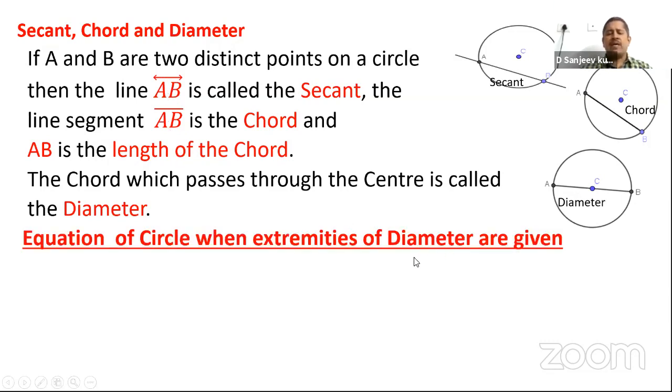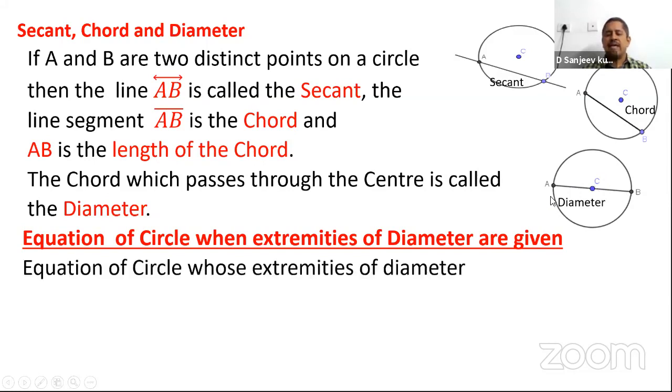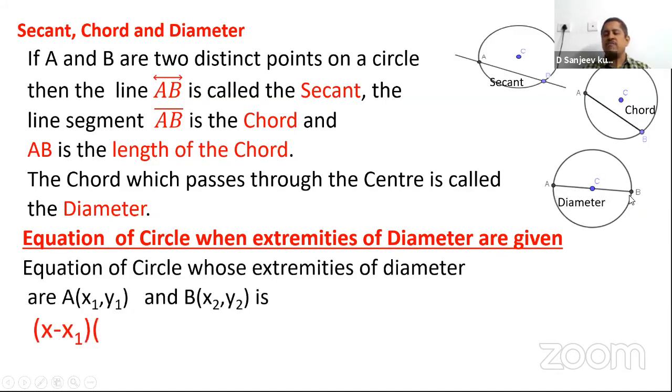Now we take up the equation of a circle when the extremities of a diameter are given. What do you mean by extremities? These 2 points are the extreme points of the diameter. It is passing through the center. If you call the first point A and the second point B, these A and B are called the extremities of the diameter. So you just mark A as (x1, y1) and B as (x2, y2).